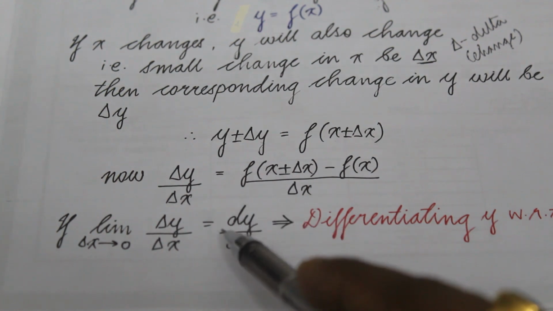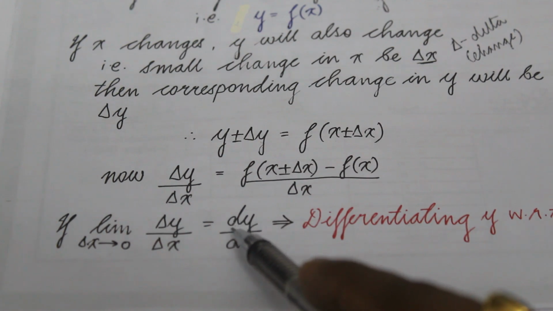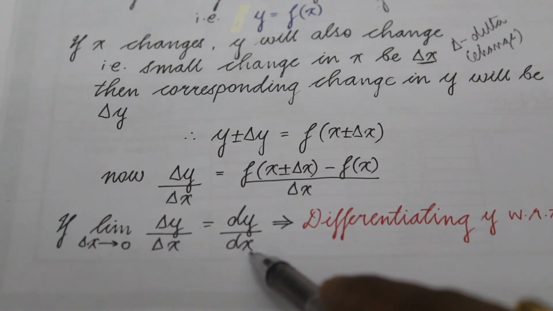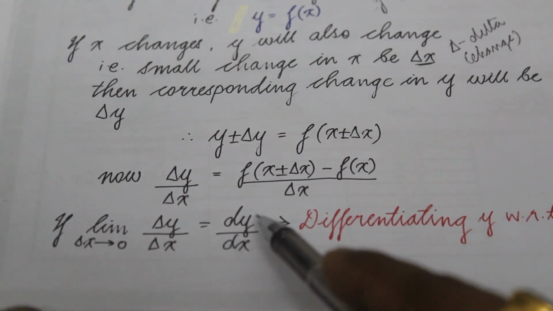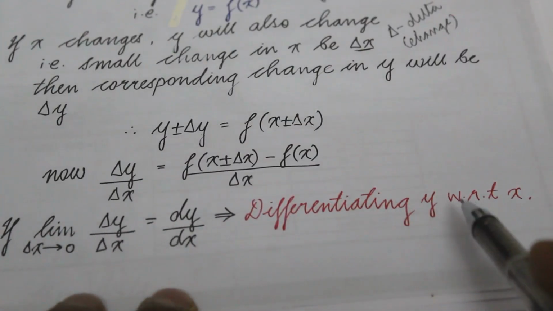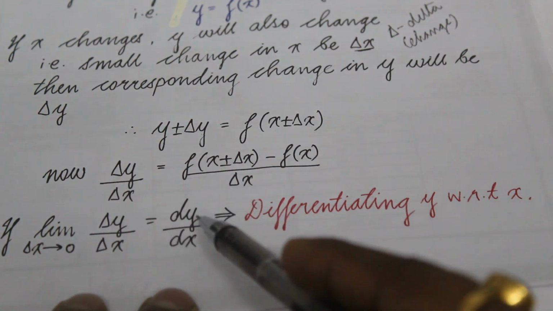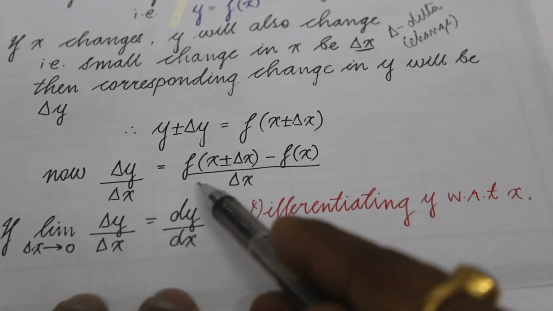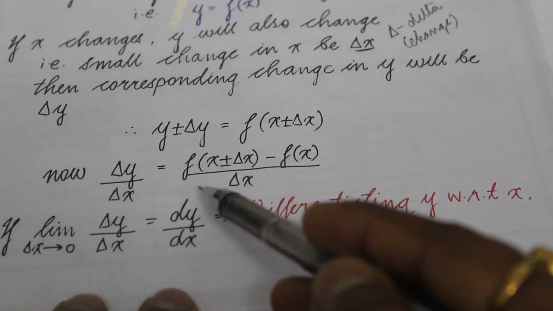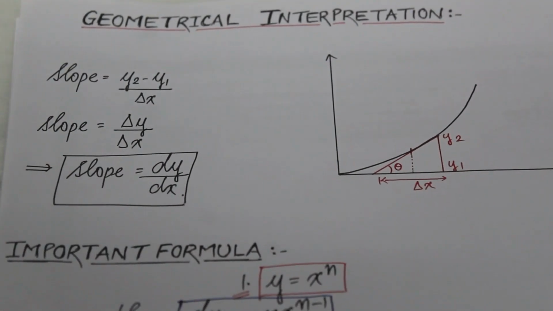We can't cancel out this d. dy by dx means small change in y with respect to small change in x. This is known as differentiation, or dy by dx is also written as differentiating y with respect to x. You can't cancel out d and d. It means dy by dx is a small change in y with respect to small change in x. What does this actually mean?